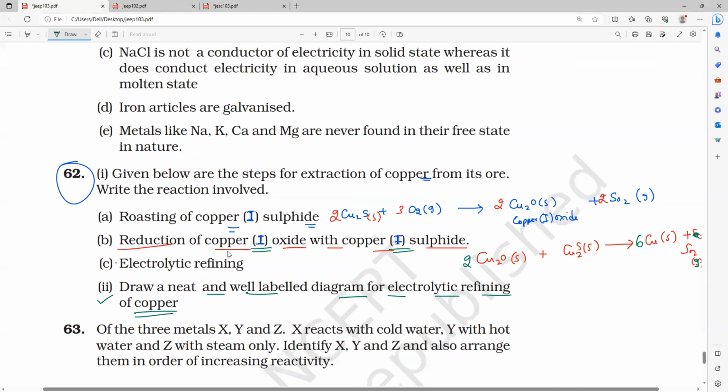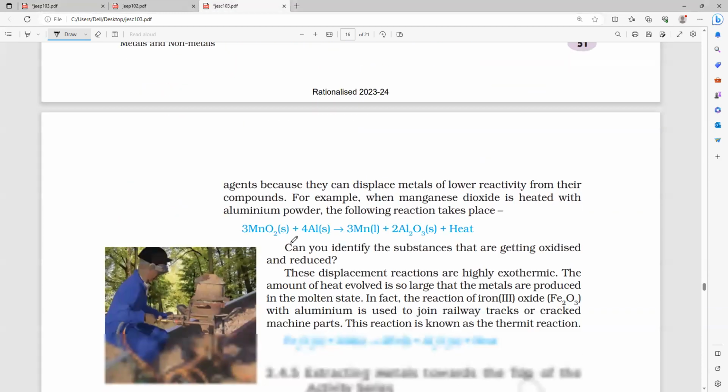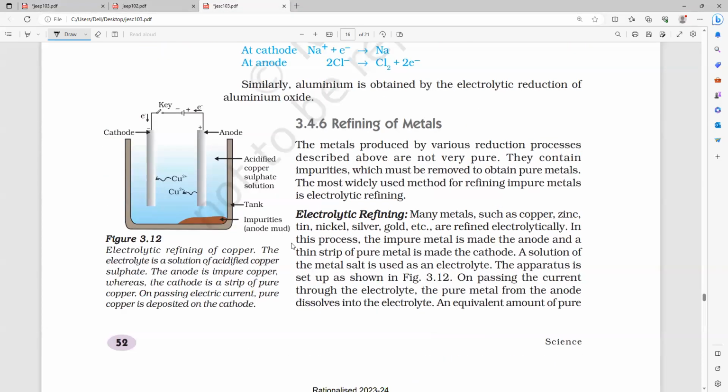C question, what is the first part? All of you check it. What is the first part? Electrolytic refining. Understanding? Draw a neat labeled diagram. So which diagram do we have to draw? A neat labeled diagram means you have to draw this one for C part Roman number 2.